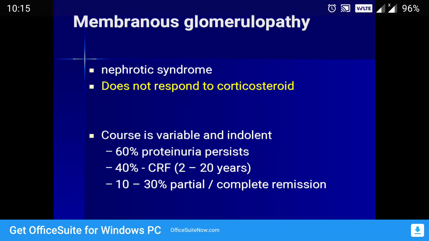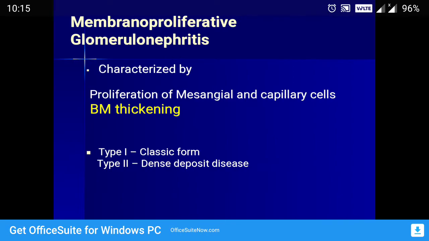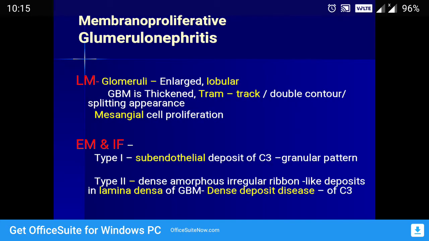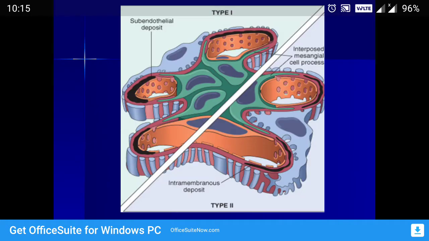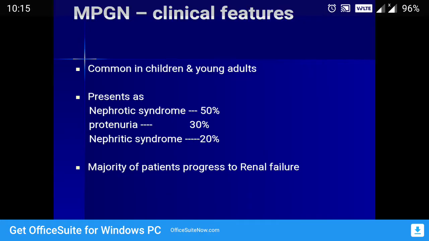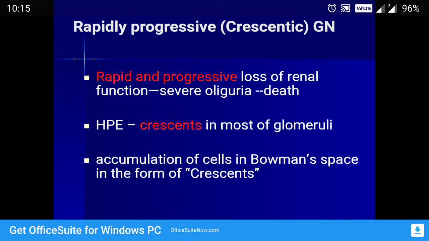Nephritic is mild proteinuria. The next type is membranoproliferative glomerulonephritis. Again, it is named because there is thickening of the glomerular membrane. You can see there is thickening of the basement membrane. Here 50% of the patients present with nephrotic syndrome, and around 20% present with nephritic syndrome.